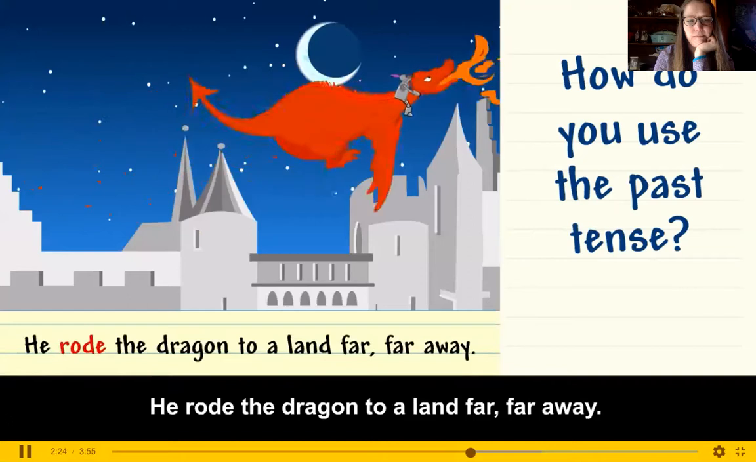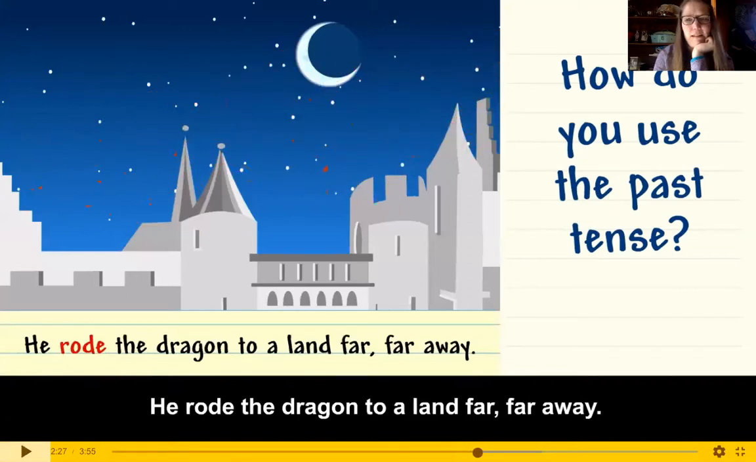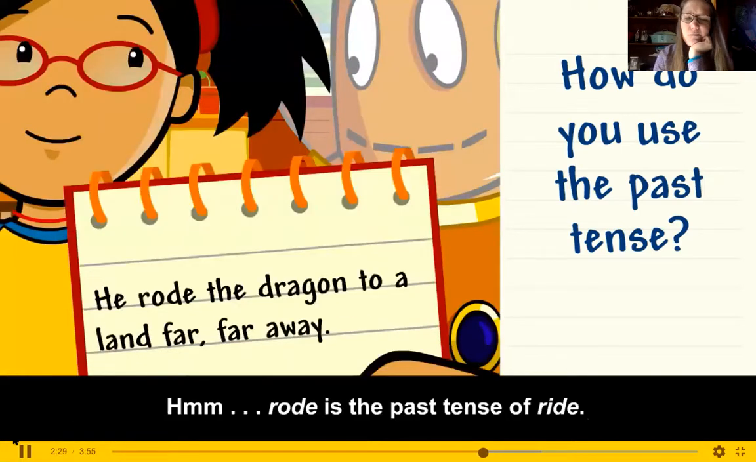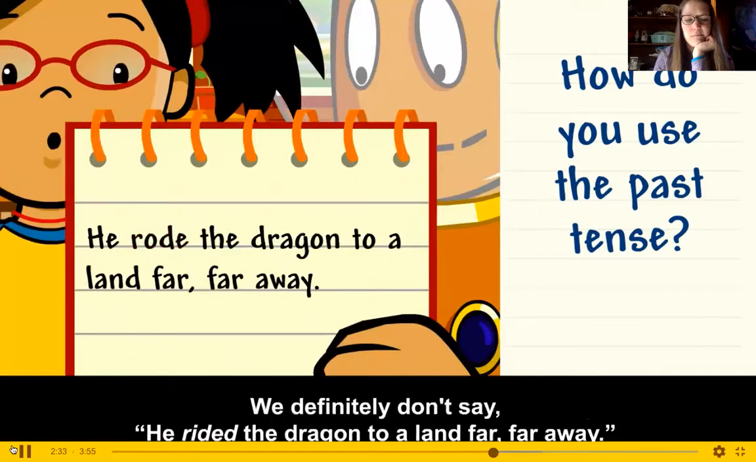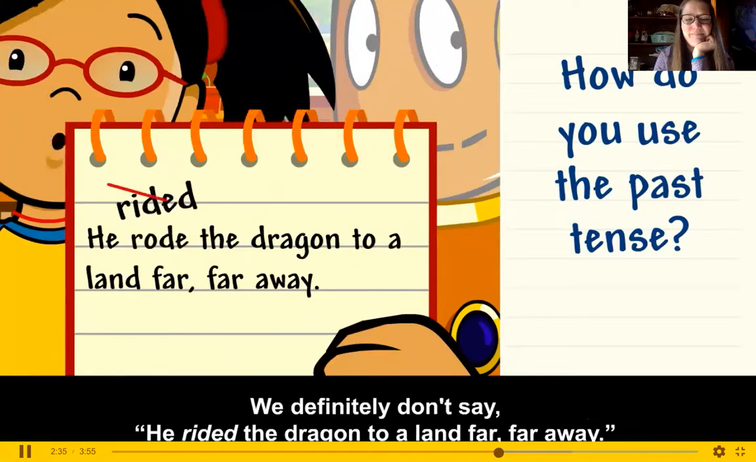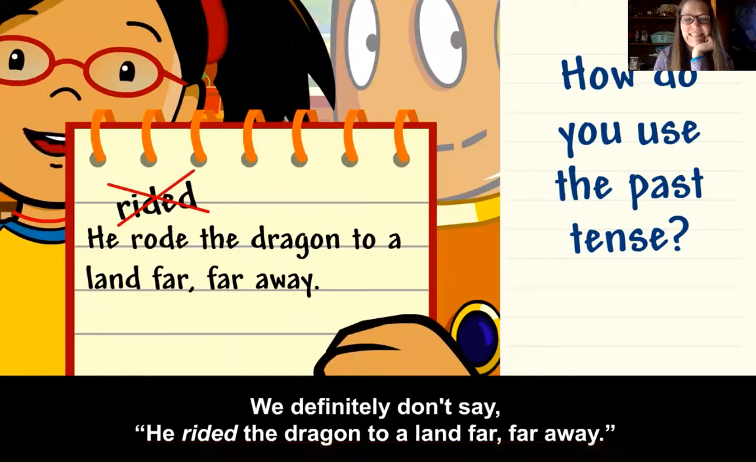He rode the dragon to a land far, far away. Wait a minute. If you add ed to the end to show that you're talking about something that already happened, wouldn't it be rided? Rode is the past tense of ride. We definitely don't say he rided the dragon to a land far, far away.